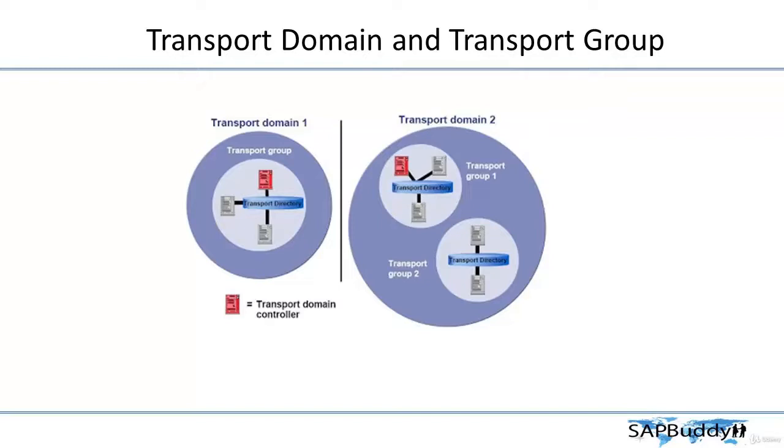So now you may think, what could be the reason we need to have two different groups? It is possible in a multinational company. For security reasons, you may want to keep one transport group closer and one transport group away from another system landscape. So you can have two different transport groups with two different transport directories. If you don't want to mix up the development happening in two different transport groups, then we can separate it. However, the two groups are part of a single domain.